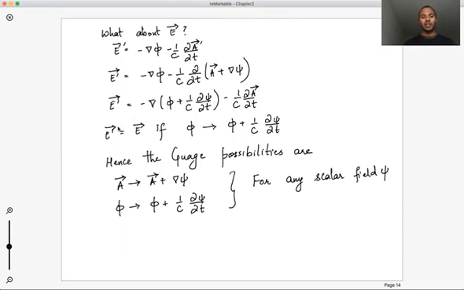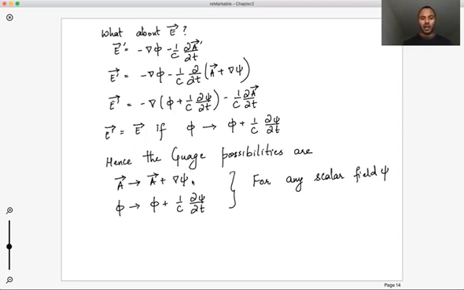Okay. So that means that for the electric field to also remain the same, I have to make the following transformation. I have to say phi prime, the new scalar potential, should be the old scalar potential plus 1 over c d psi by dt. Here psi is the scalar field which we added. So here are the possibilities, and this is what is called the gauge. I can always take the vector potential, add the gradient of a scalar field to it, and take the scalar potential and add the time derivative of the scalar field to it. Whenever I make this transformation, the E and B fields do not change.